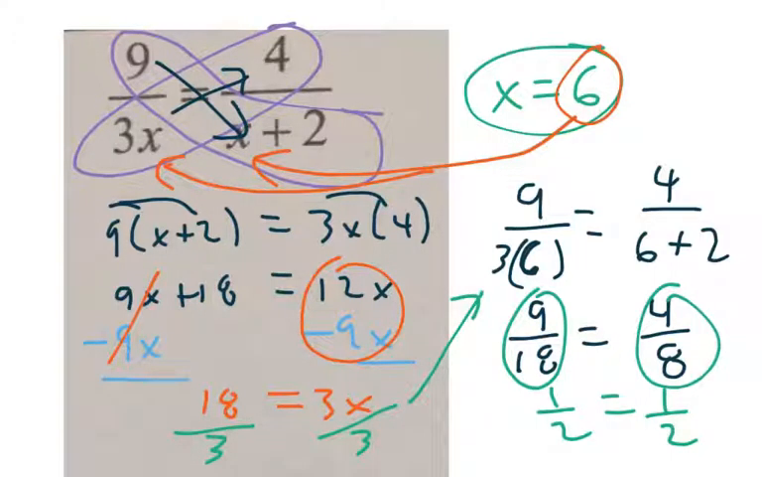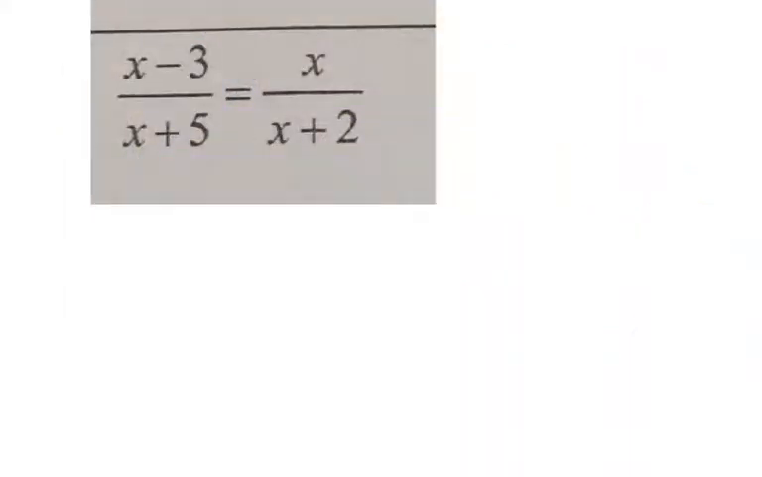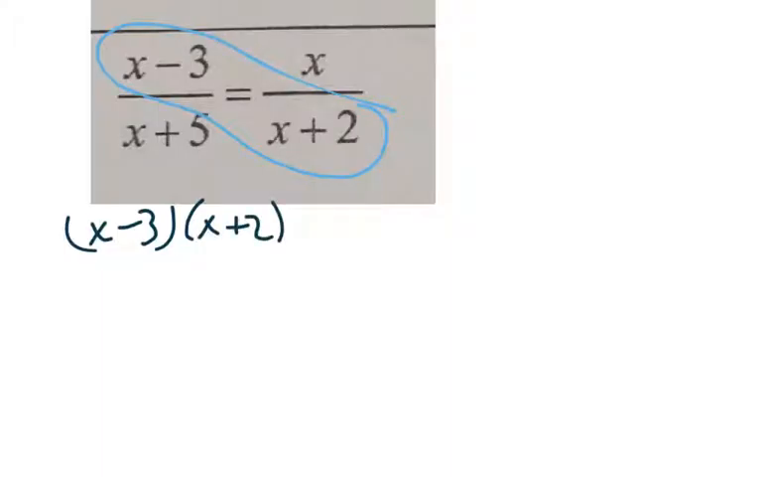Let's try one more and actually check the answer as well. So on this one here, based on the last problem, I hope you agree we could cross multiply this way. And we'll have x minus 3 times x plus 2 equal to, and we'll cross multiply the other way, x times x plus 5.